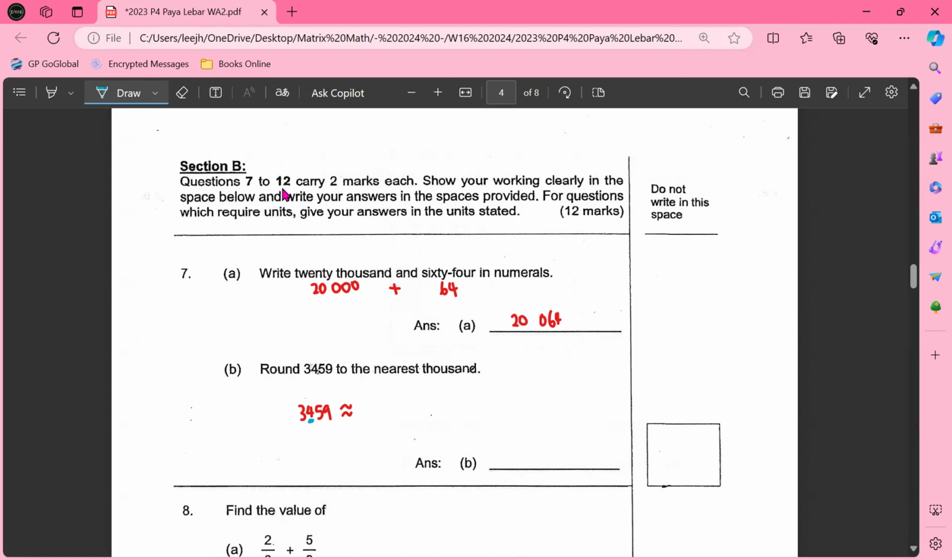So if you want to round to the nearest thousand, you need to make sure that if the digit on the right hand side is 5 and above, we round up. But if it's smaller than 5, 4 and below, it would remain. So it will be 3,000. So we cannot round up. So answer is 3,000. Okay. So question number 8.